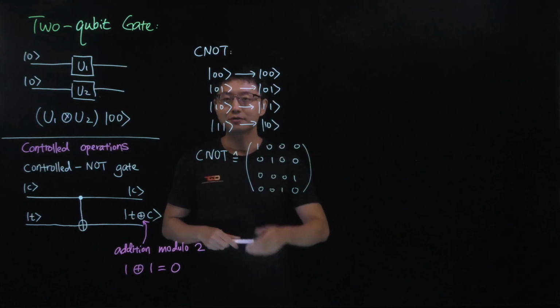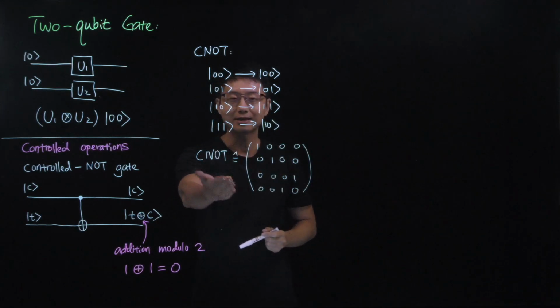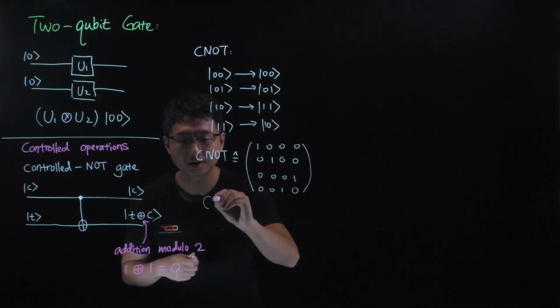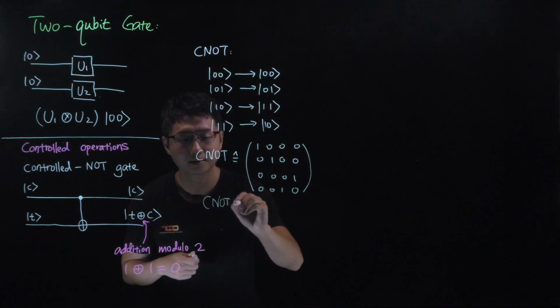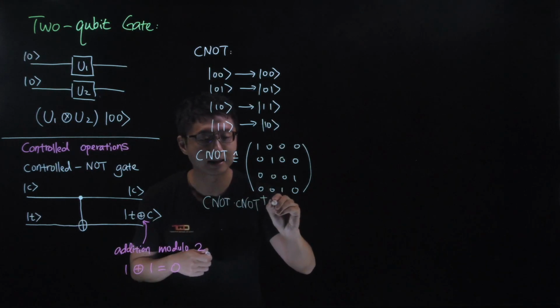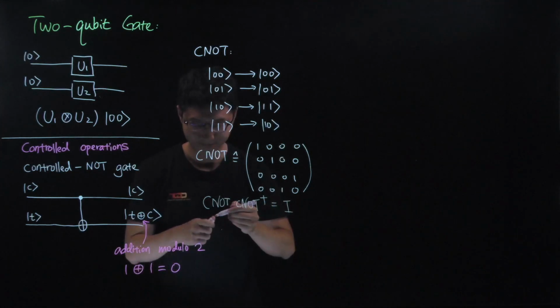I will leave to you to verify that this CNOT gate is a unitary operation in the sense that the CNOT times the CNOT Hermitian adjoint is the identity operator.